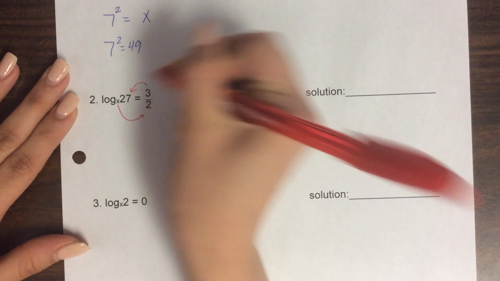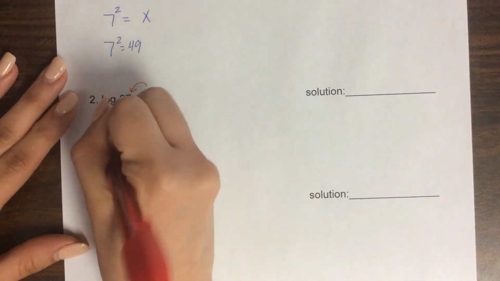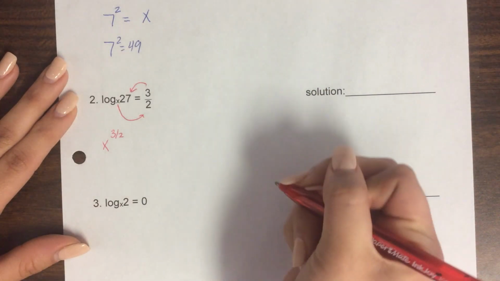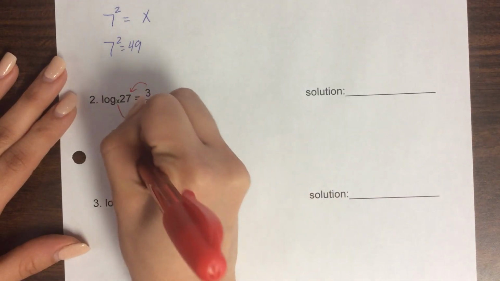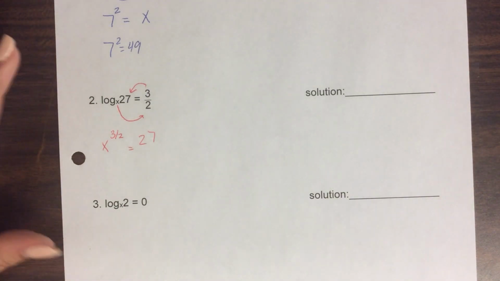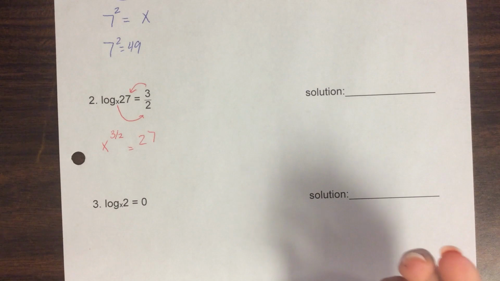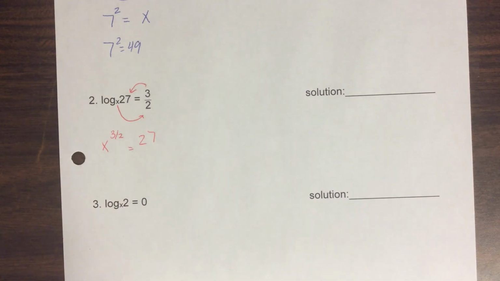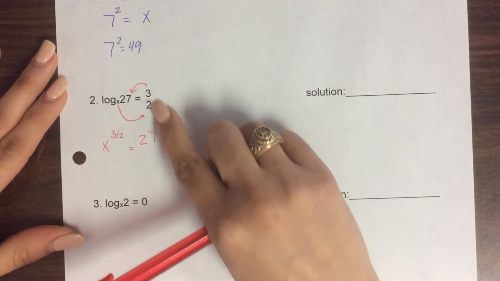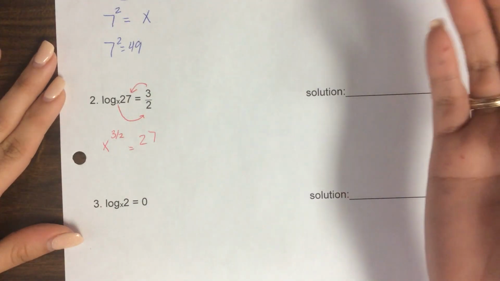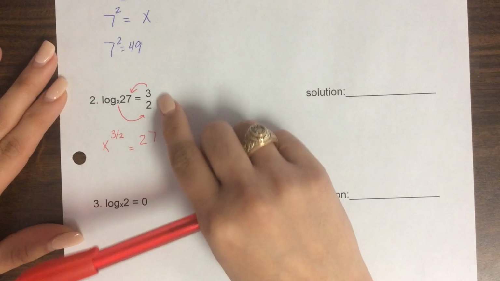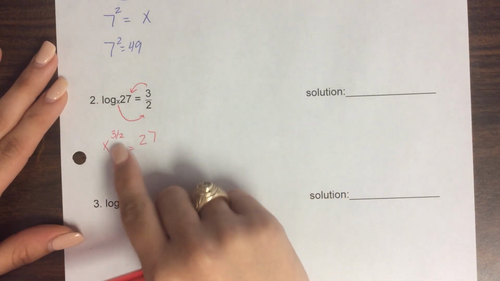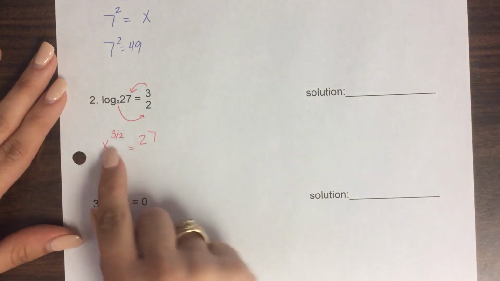Go ahead and do my wheel, turning it from log to exponential. x to the 3 over 2 is equal to 27. This is looking weird, because now I have to get x by itself. Easiest way, when we have an actual number here, like maybe 7 right here, it's going to be easier, but let's just take a look.